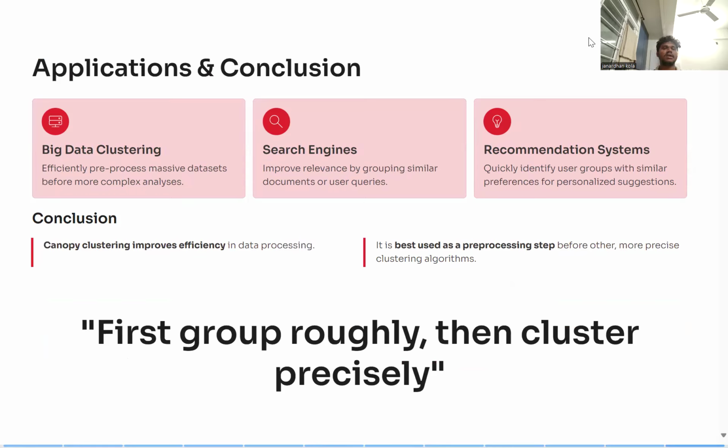Applications. Canopy clustering is used in big data clustering, as effective pre-processing of massive data sets before more complex analysis. It improves retrieval by grouping similar documents or user queries, and it is used in recommendation systems to quickly identify user groups with similar preferences for personalized suggestions. Canopy clustering is efficient in data processing. It is best used as a pre-processing step before other more precise clustering algorithms: first group roughly, then cluster precisely.